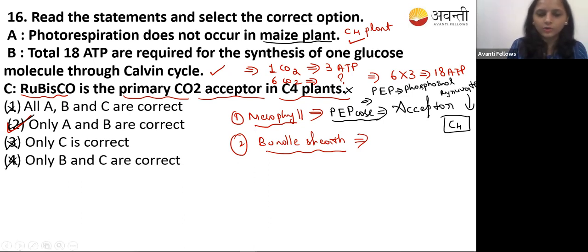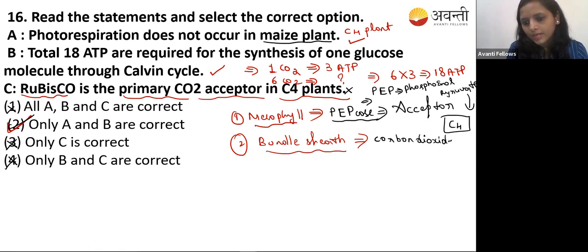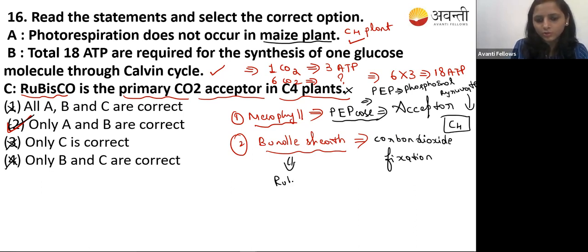So, you know, guys, in the bundle sheath, what will happen? Carbon dioxide fixation will happen. Okay. So that is in the bundle sheath cell. In the bundle sheath only, the Rubisco is also going to be present. Rubisco is also going to be present in the bundle sheath cells only. So the correct answer is option 2.